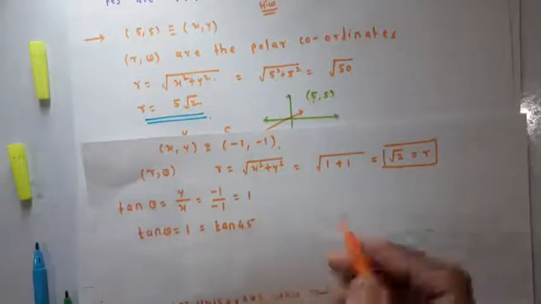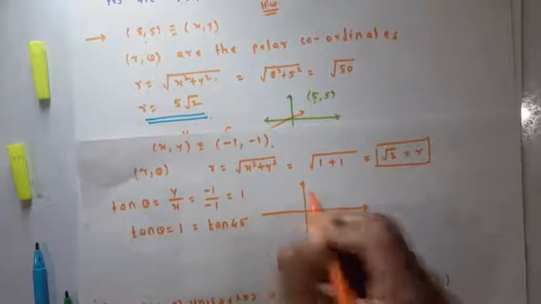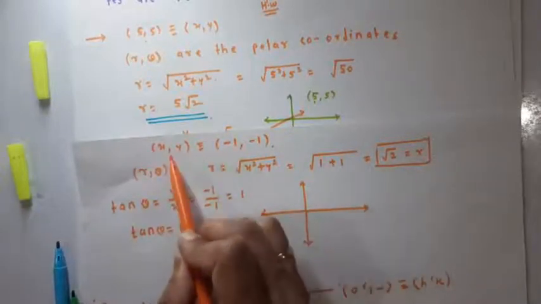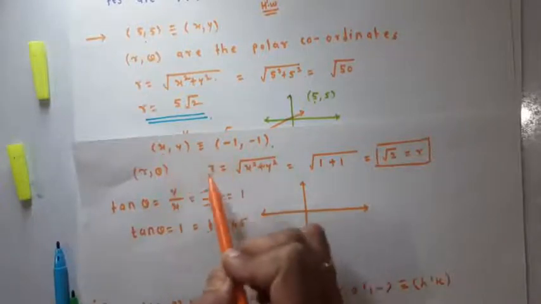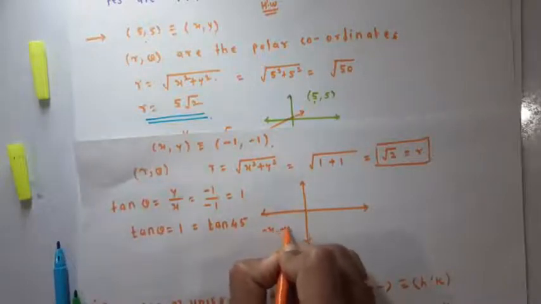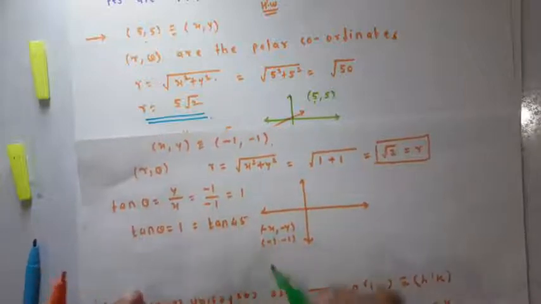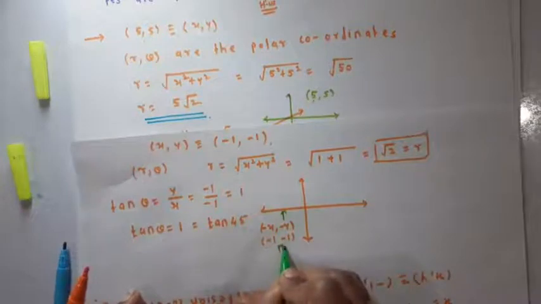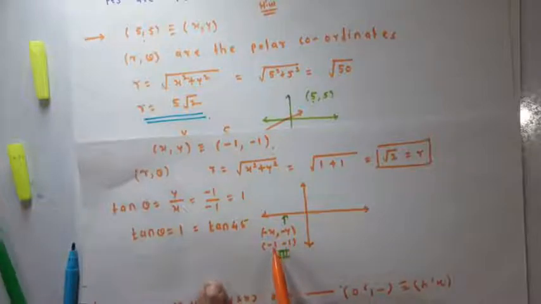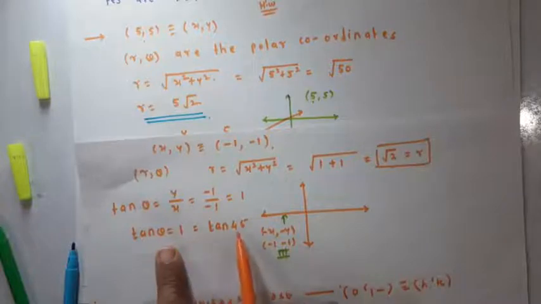Is it correct? Let us see. Okay, suppose this is the x-axis and y-axis, with all 4 quadrants. The value of x is -1, the value of y is -1, which means both x and y are negative. In which quadrant? In the third quadrant, both x and y are negative. So -1, -1 lies in the third quadrant. As we have found out, the value of tan theta is 1, but theta is 45.